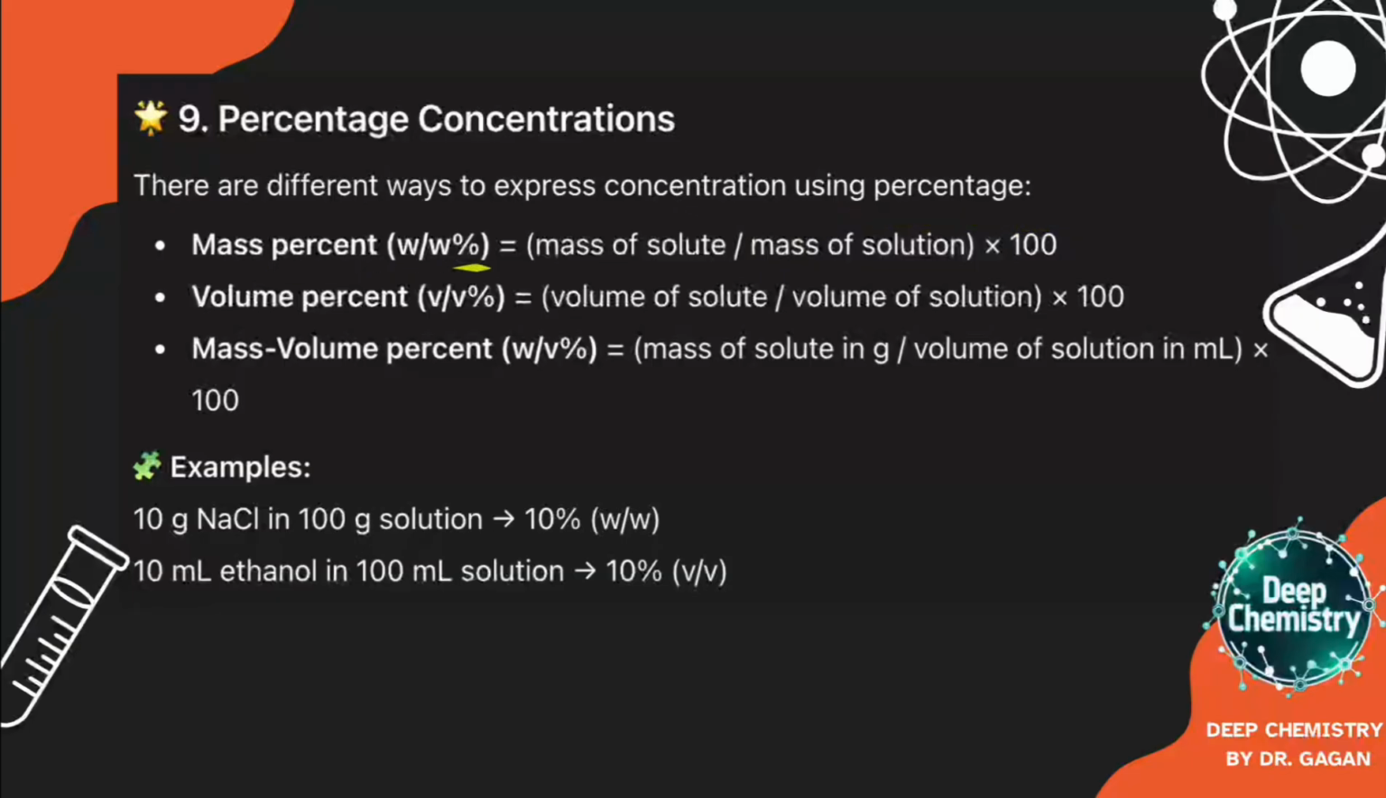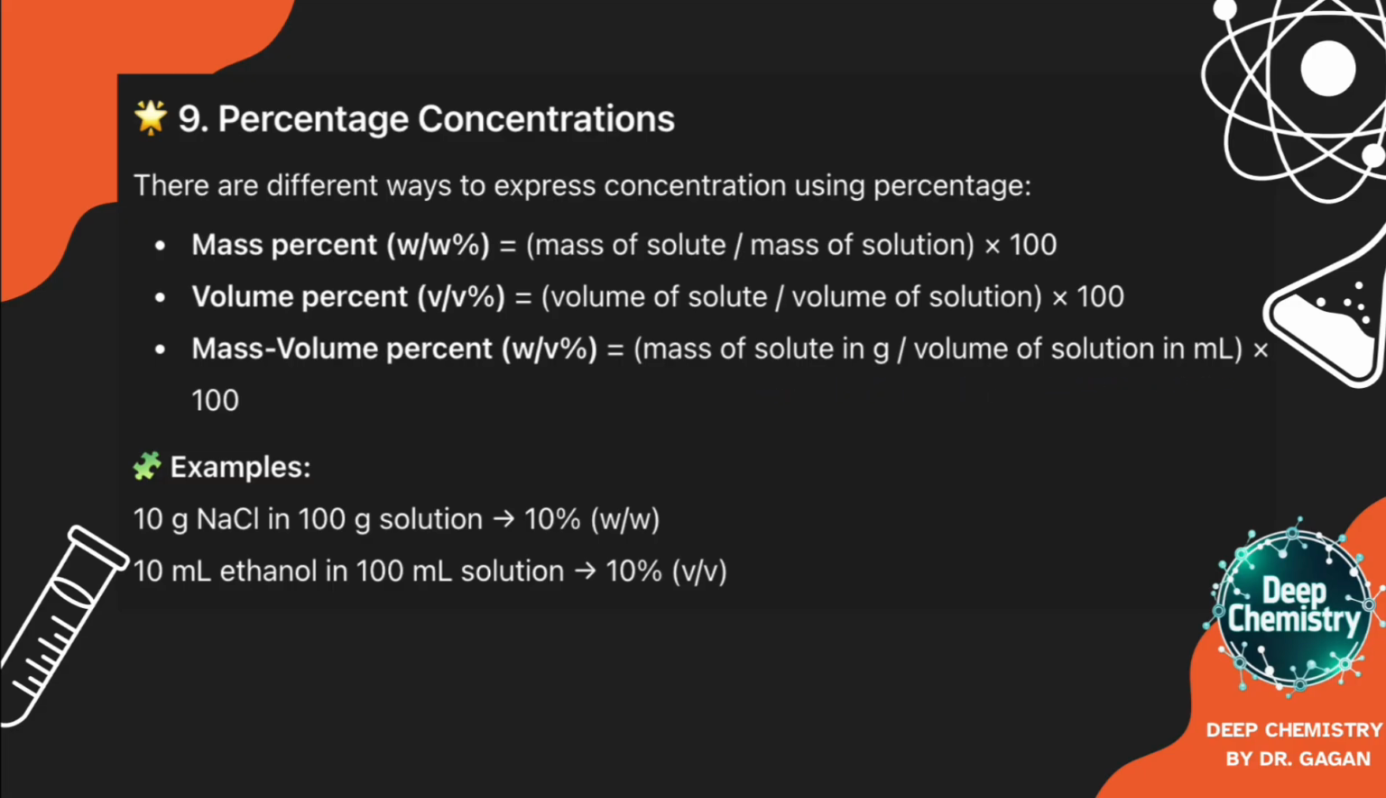First is mass percent, represented by W by W percent, that is equal to mass of solute divided by mass of solution multiplied by 100. Next is volume percent, V by V percent, that is volume of solute divided by volume of solution multiplied by 100. Next is mass volume percent, W by V percent, that is mass of solute in grams per 100 ml solution.